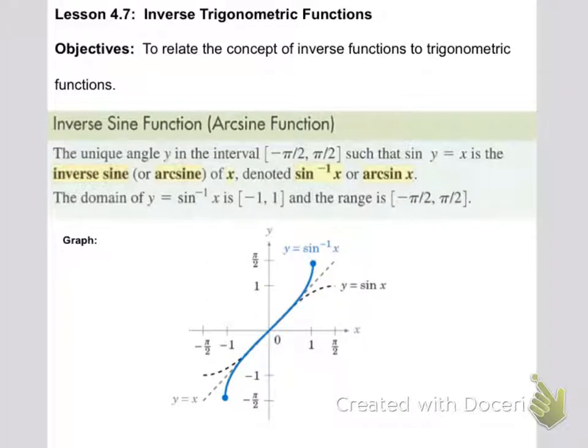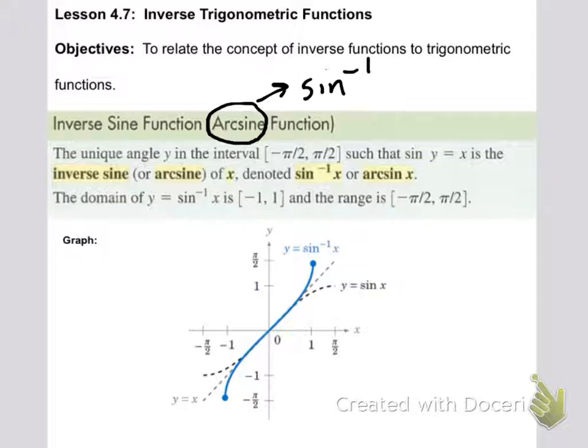Okay, so we've talked about sine, cosine, tangent. We've talked about their graphs. And now we need to talk about the inverse. The inverse trig functions. Now, another word for the inverse sine is the arc sine. So just understand, if you see arc sine, that's the same as the inverse sine.